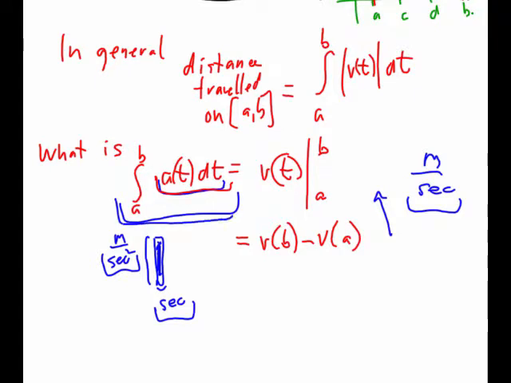So what you're hopefully beginning to see is that the definite integral of a rate of change gives you the change in the antiderivative of the quantity you're integrating.